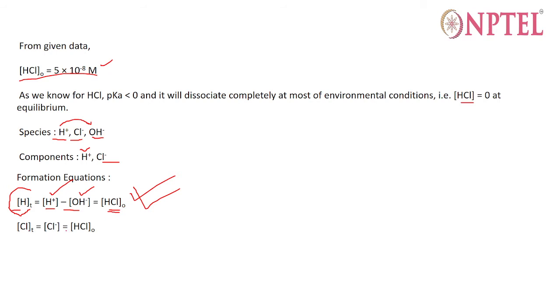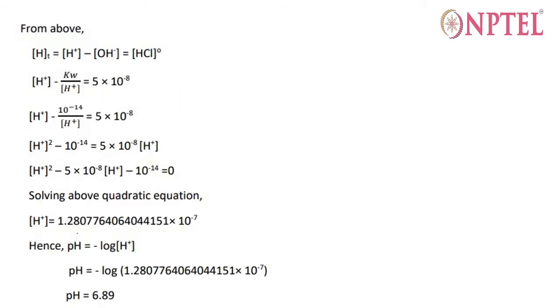Again, in case of Cl, where does Cl come from? Obviously from HCl, this is the only source. So total Cl equals Cl minus because there is no other form with HCl, as everything is dissociated. That's our assumption, right? So there will be no HCl form. Everything is in the form of Cl minus, and that is equal to the initial input, that much acid we have added, right? So we will solve this.